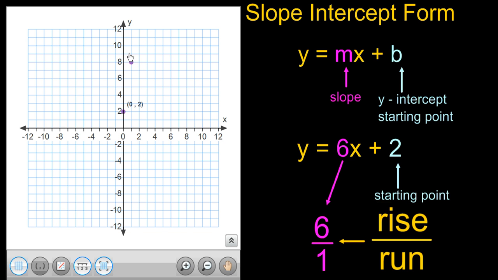Now, I could go up another 6, but it's going to be way up off the chart. So I'm going to go back to my starting point, and I'm going to do just the opposite of each of these. So now, instead of rising 6, I'm going to go down 6 and to the left 1. And I put my next point here. And I'll go down 6 more, and to the left another 1. And that's how we graphed using slope-intercept form. Connect the dots with a straight line and add the arrowheads to the end of that line. So we'll go ahead and add those arrowheads.